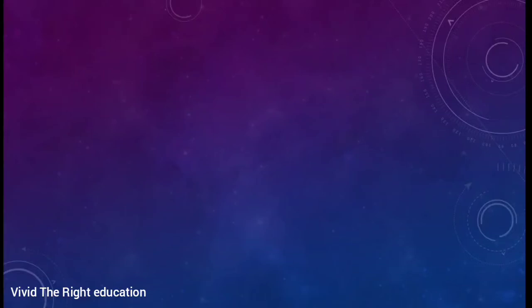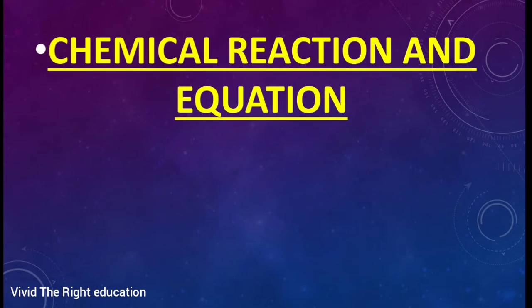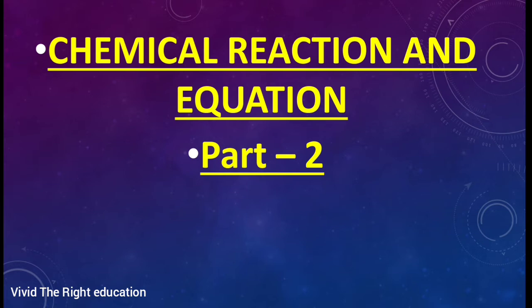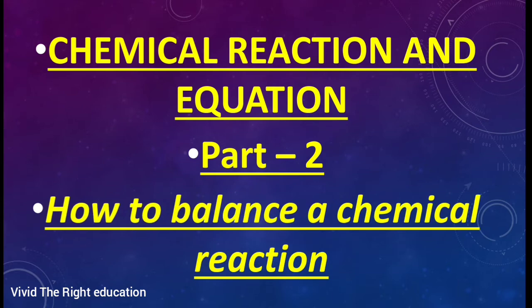Today we are going to learn about chemical reaction and equation part 2. In this we are going to learn one of the most important concepts of chemical reactions and equations, that is how to balance a chemical reaction. As usual, before going to this topic, we'll learn why we need to balance a chemical equation. Already you know what a chemical equation is, right? So now we are going to balance that equation. Why do we have to balance that equation?